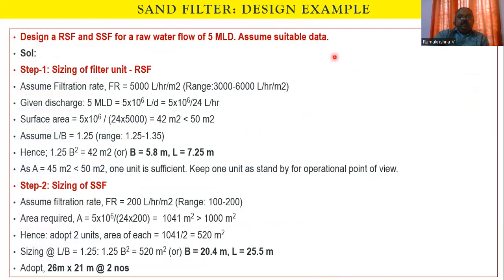So let us look at some small examples to understand the calculation part. Design a rapid sand filter and slow sand filter for a raw water flow of 5 mld.